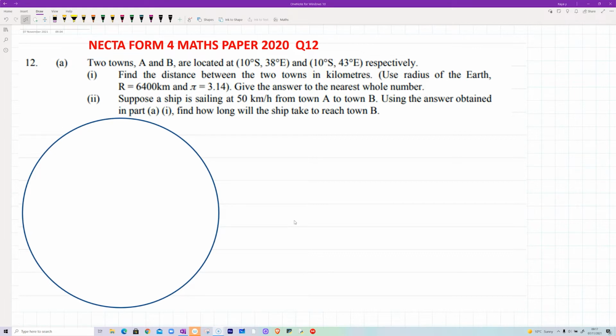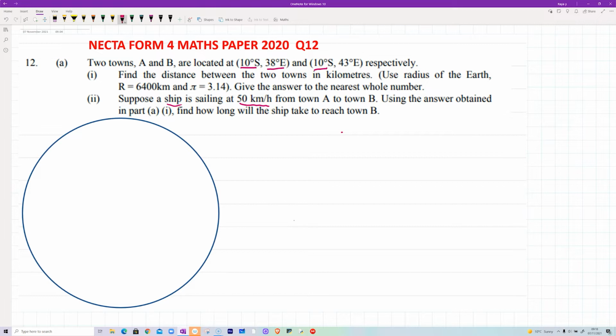We're told two towns A and B are located at 10 degrees south, 38 degrees east. That's one town. And town B is located at 10 degrees south, 43 degrees east, respectively. Now we're asked to find the distance between the two towns in kilometers, and we're given the radius of the Earth and pi to be 3.14. And we're given some speed here from town A to B. So something is moving from A to B, a ship. And we're asked to find how long this ship will take to travel to town B.